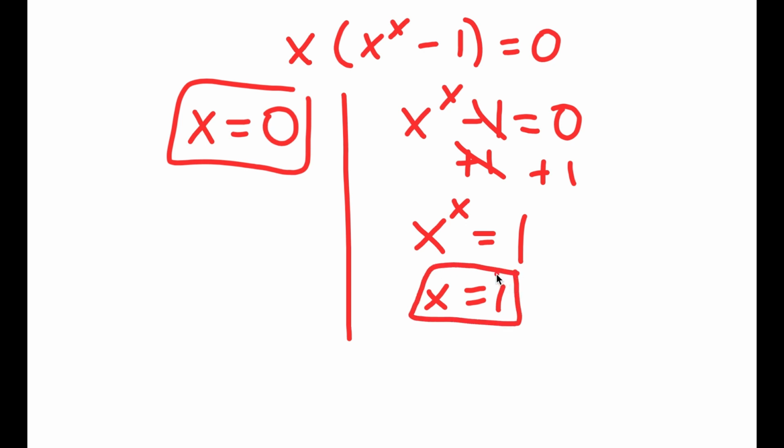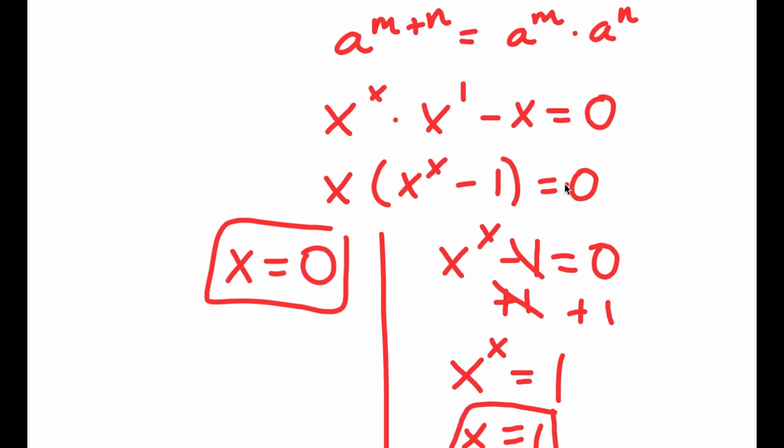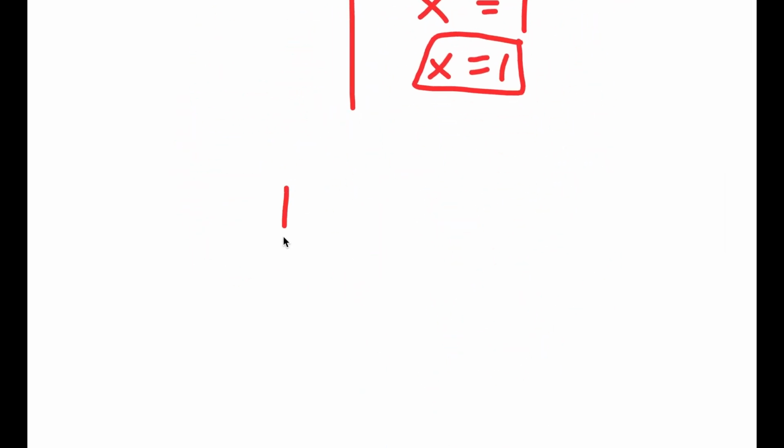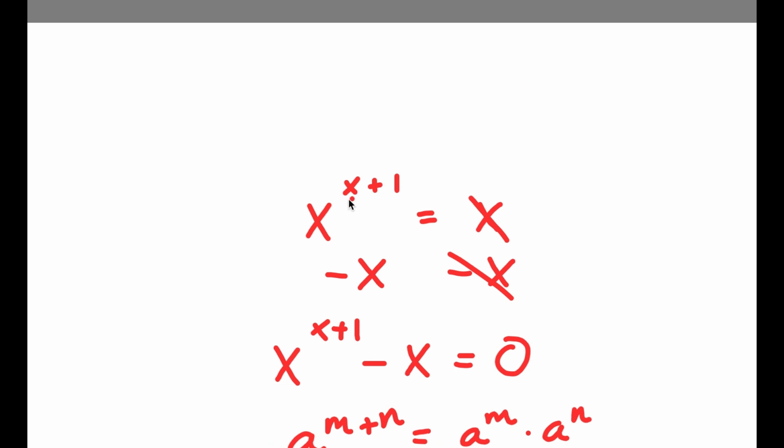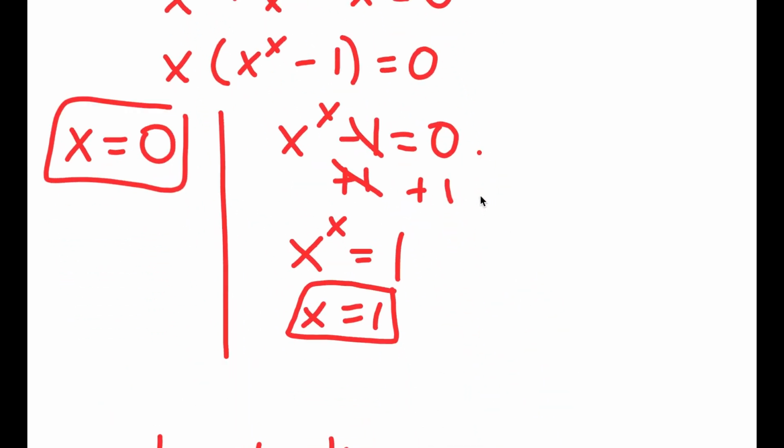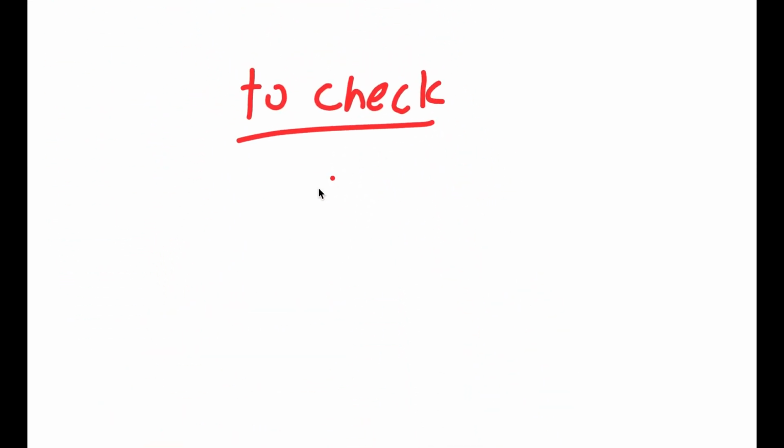And there's no other number that when you take the power of itself is going to equal 1. Meaning x equals 1 is the only solution to this equation. So now to check, the original equation was x to the power of x plus 1 is equal to x.